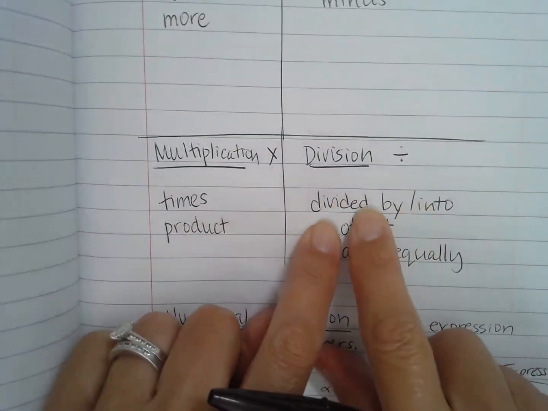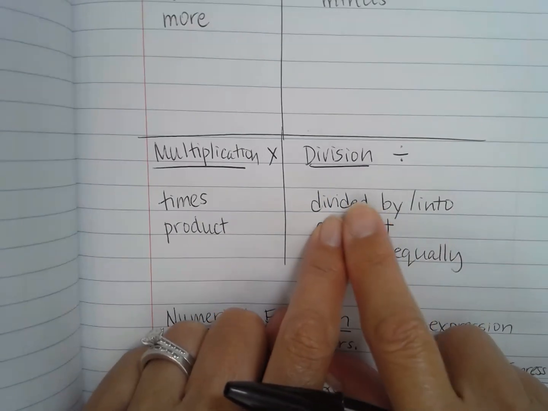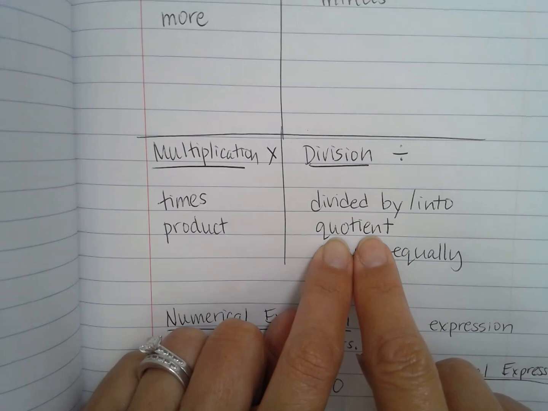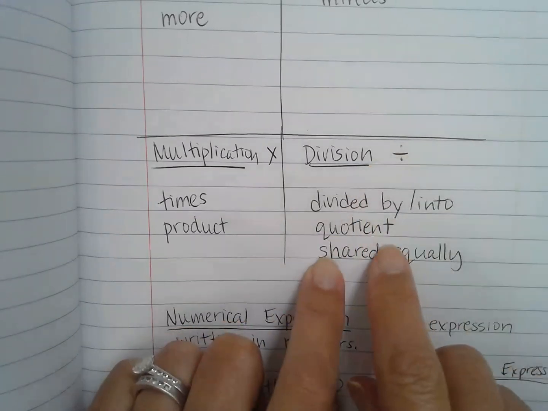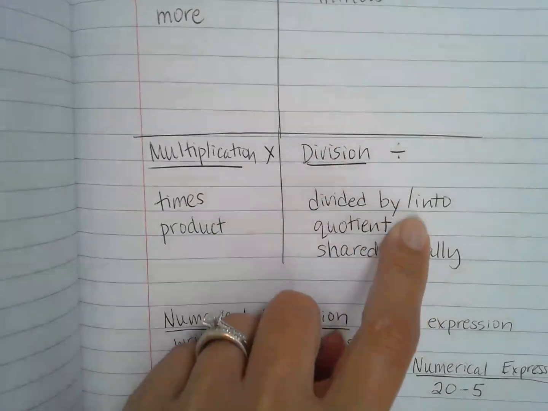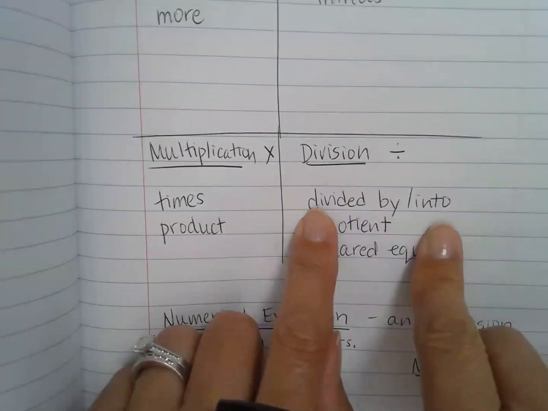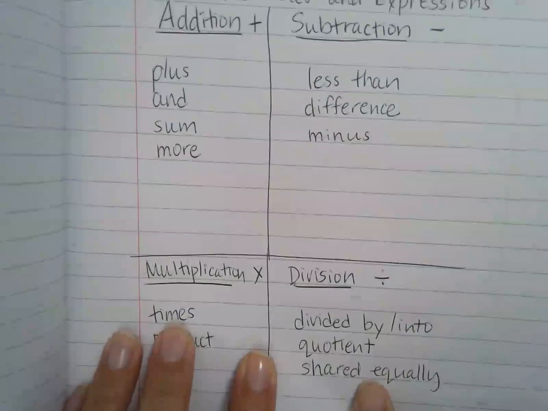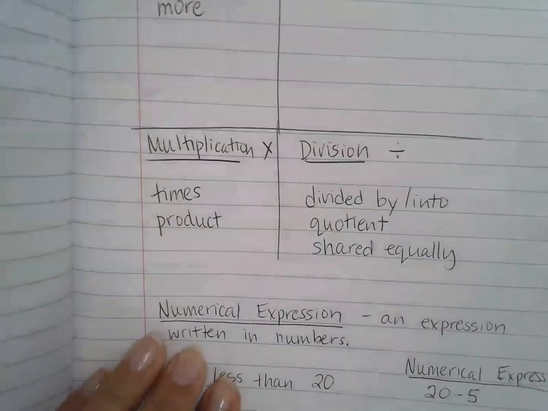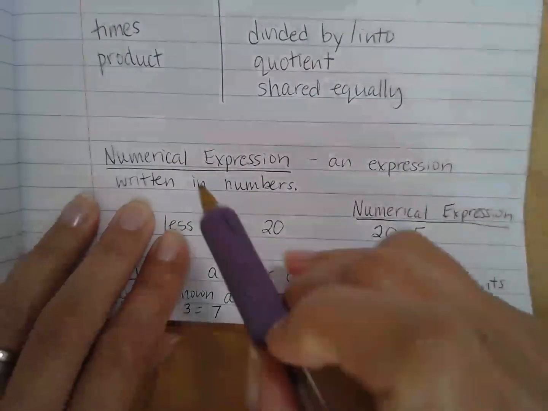Okay, and then division. We see phrases like divided by or divided into, quotient, right? Quotient is the answer to a division problem. Or phrases like shared equally. Okay, so these are all clues when we see phrases. This helps us to determine, right? Am I adding here, subtracting, multiplying, or dividing? Okay, so vocabulary you need to be familiar with.